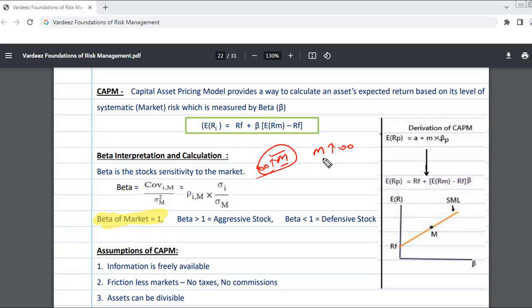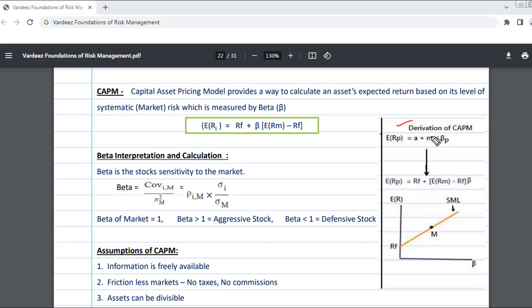So the beta of the market to the market is always 1, and let's say that beta is greater than 1, as in our example we took 1.5, so we can say that ABC is an aggressive stock. And if the beta is less than 1, let's say maybe 0.8, then we can say that ABC is a defensive stock. Okay, so this is something that you just need to remember for the exam.